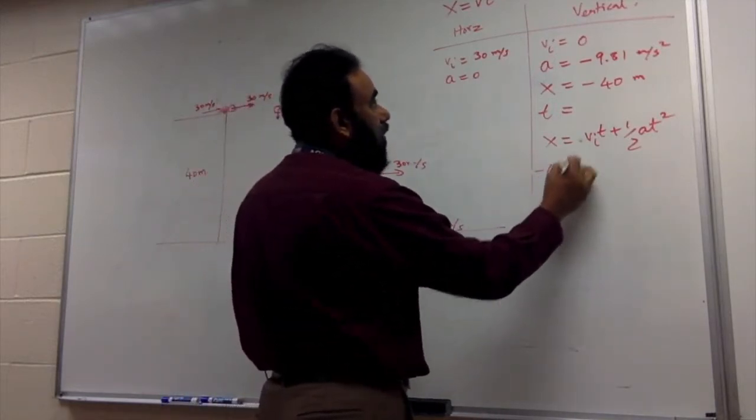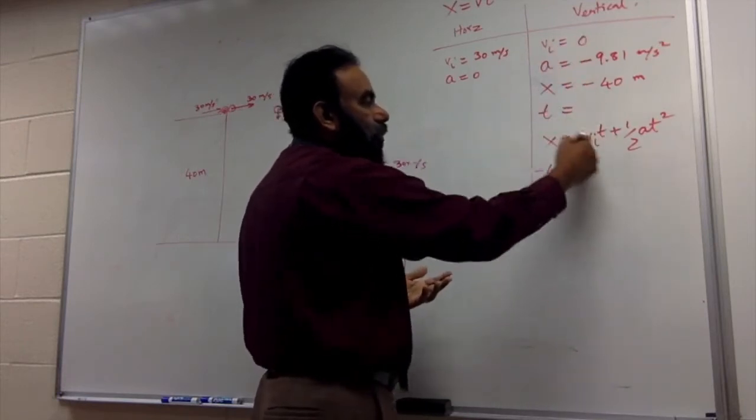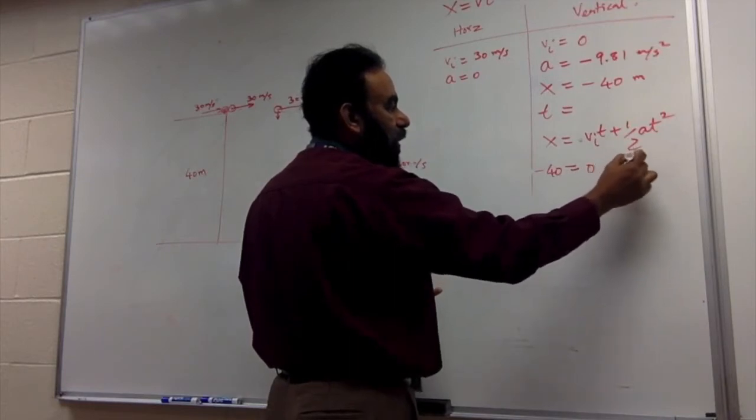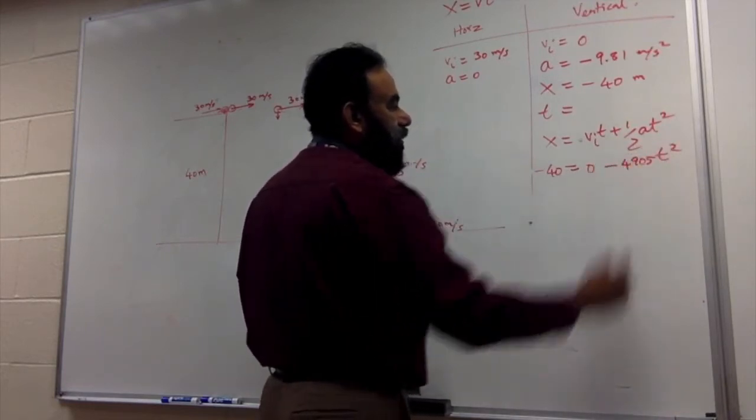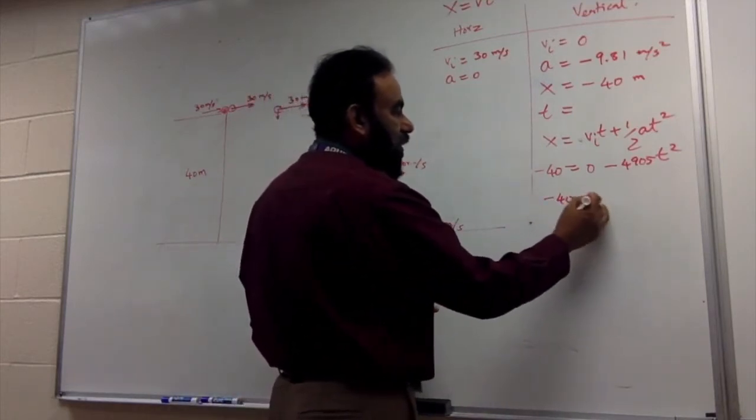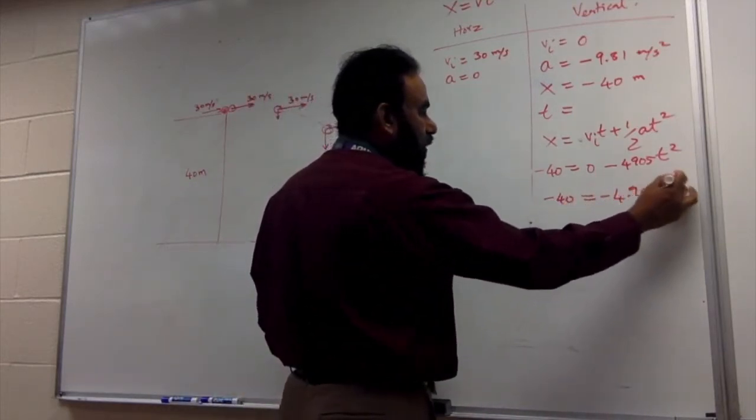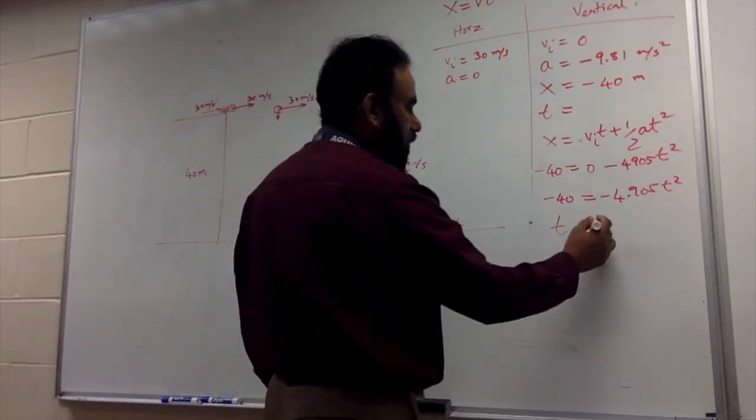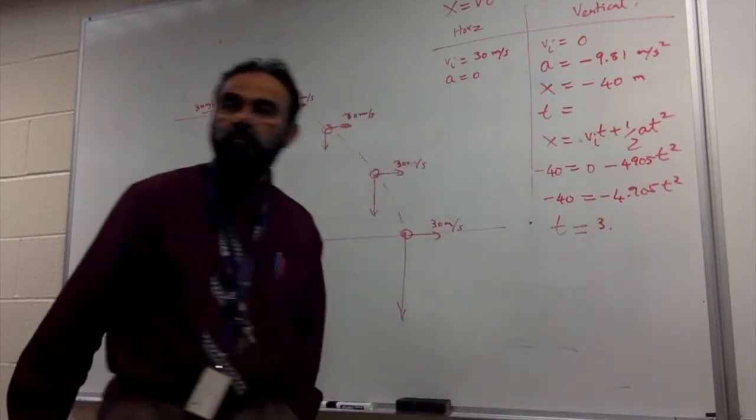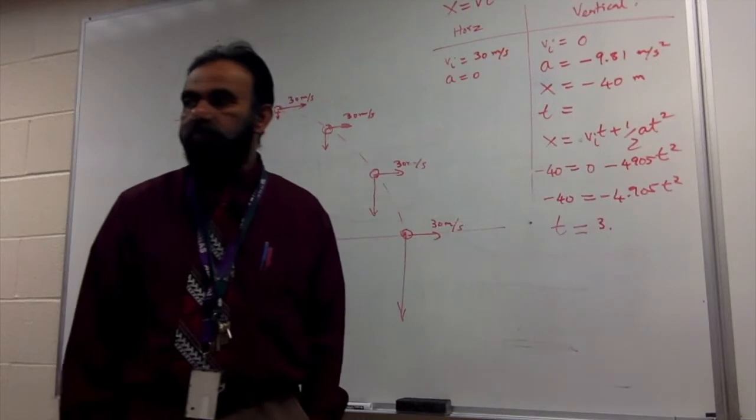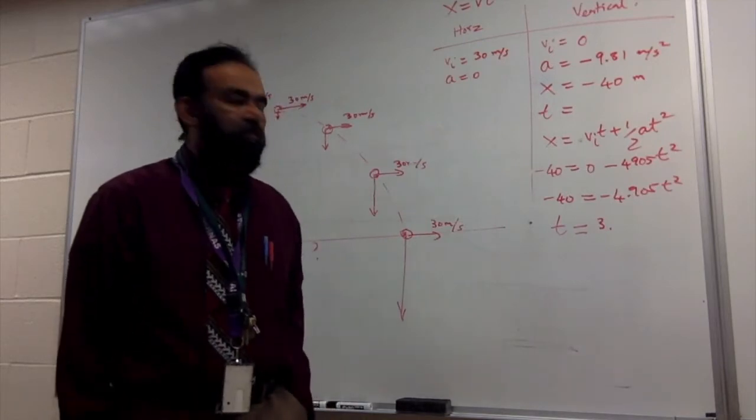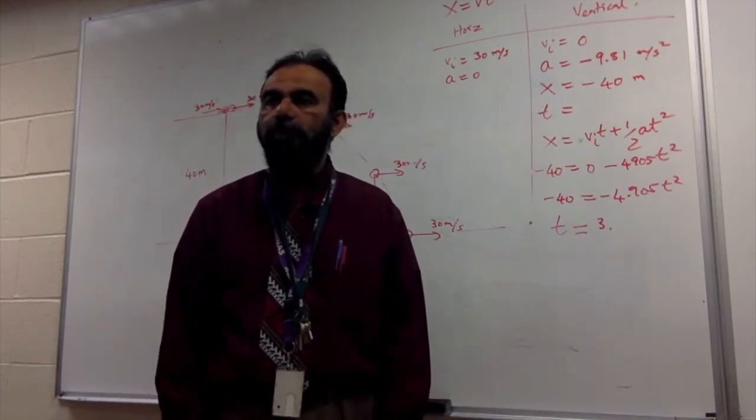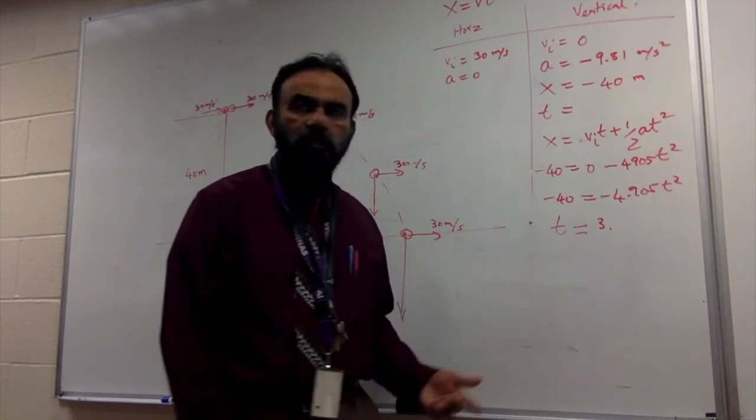Minus 40 is equal to, vi is 0, so this whole term is gone, 0. Minus 4.905 t squared. So negative 40 is equal to negative 4.905 t squared. What is t? You'll get t squared first and then take the square root of it.